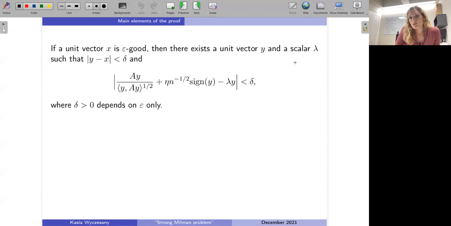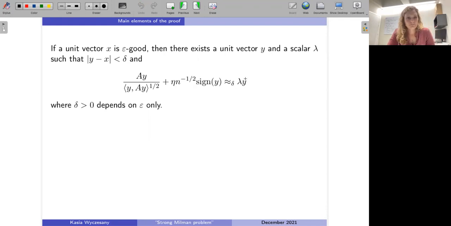then there exists a unit vector y and some scalar lambda, such that the norm of y minus x is less than delta. And also we have the support functional, this is that z I was mentioning, minus lambda x is less than delta. And I'll be writing it in a sort of convenient way. I hope you will agree with me that I can rewrite this as the vector being approximately, up to delta, equal to lambda times y. That's what I'll be saying.